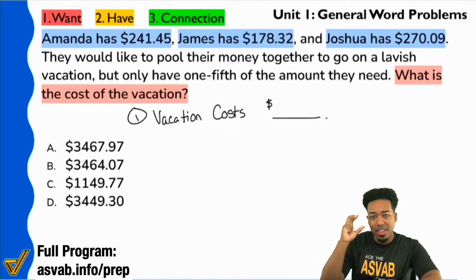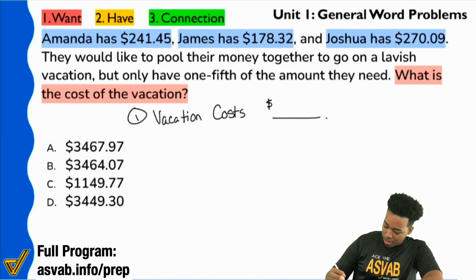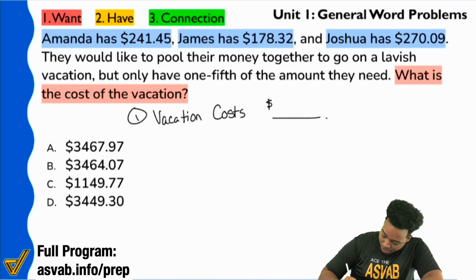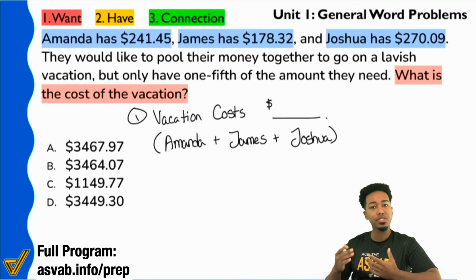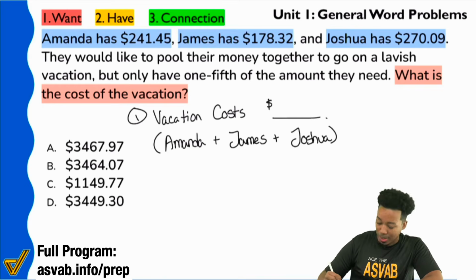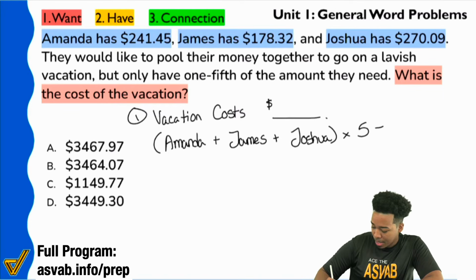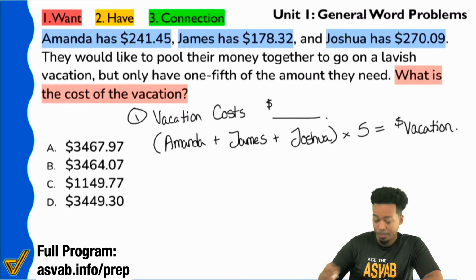So now that I have that in my head, I can state right here, if I take Amanda plus James plus Joshua, if I take all 3 of these friends here, their money, and pool it together, again, they only have 1/5. So to get to the cost of the actual vacation, I'll multiply that amount by 5, and that's going to be the cost of the vacation. And that's it right there.